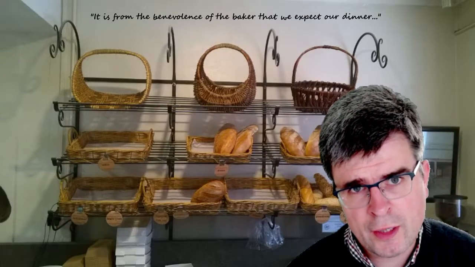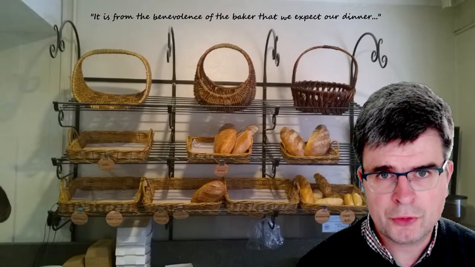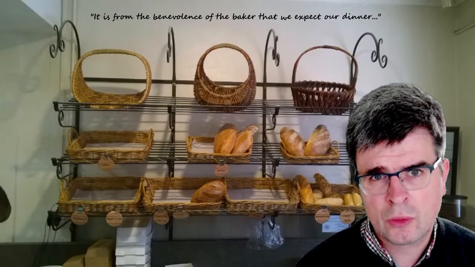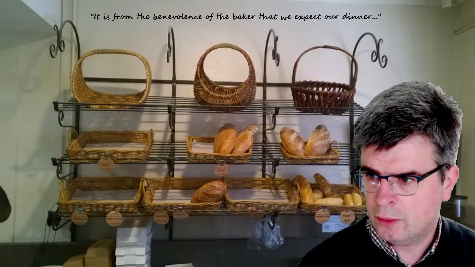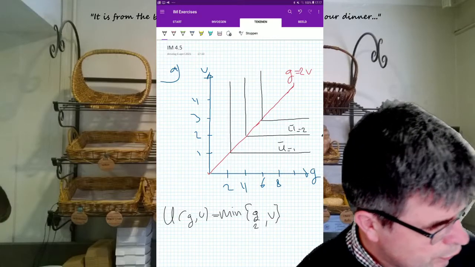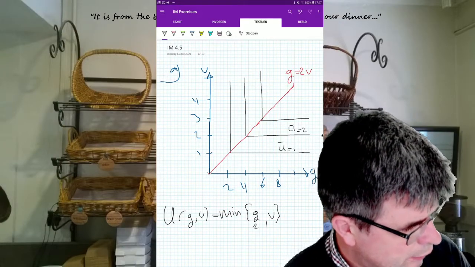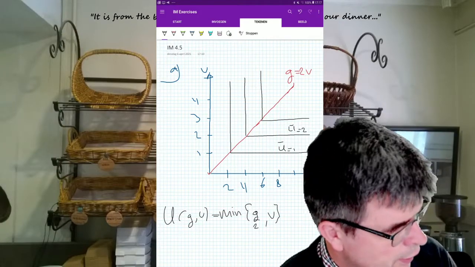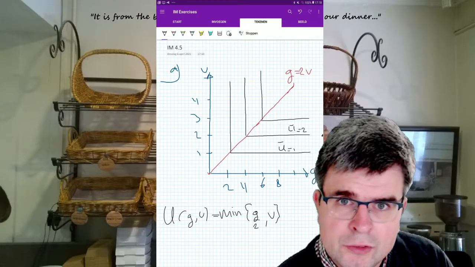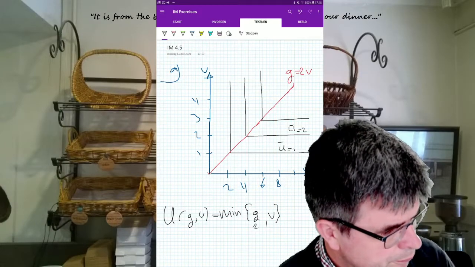Exercise 4.5 is a short exercise, but it's also useful because it shows you how to deal with perfect complements. So you are given the utility function of Mr. A, who drinks martinis, and that's the only thing that he likes in life, but he wants them in a particular mix, having 2 parts of gin mixed with 1 part of vermouth.